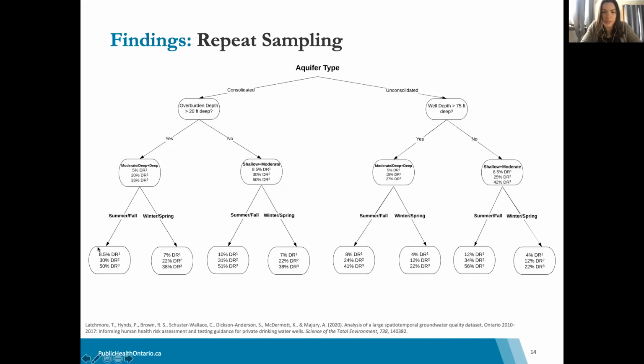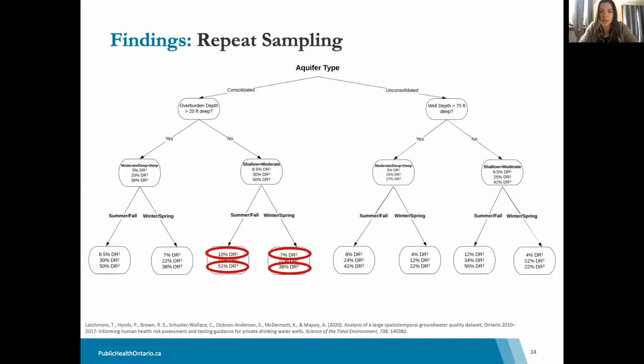So just to walk through this decision tree a bit, for sampling during the fall and summer months in shallow and moderate depth wells, probability estimates indicate an E. coli detection of 10% if all wells were sampled 3 times per year. This would increase to 50% if those wells were sampled 24 times per year. However, if sampling occurred during the spring and winter months, E. coli would be detected in 7% of wells, and 38% of wells if that increased to 24 times per year.